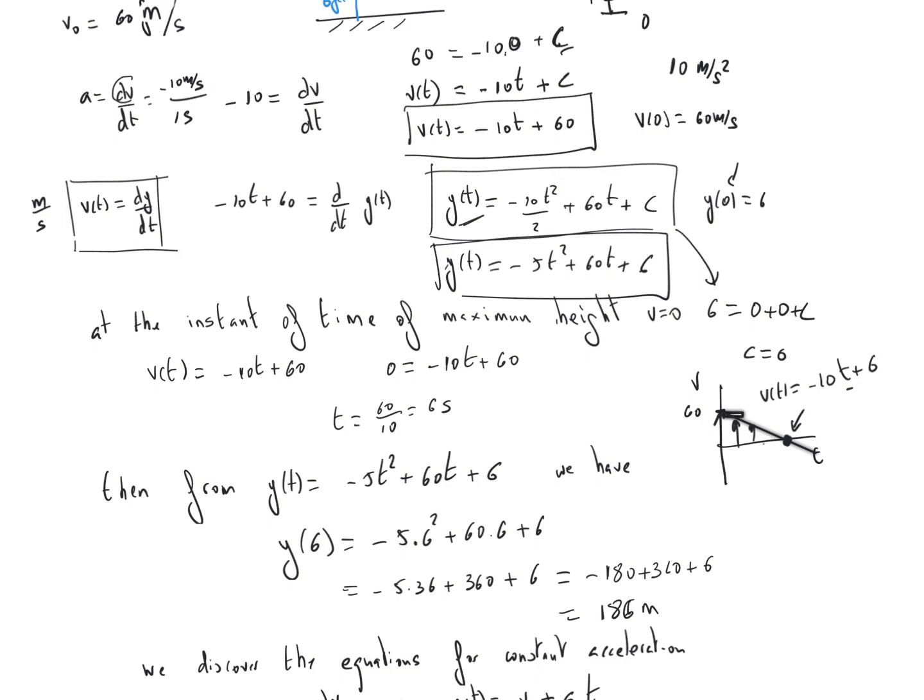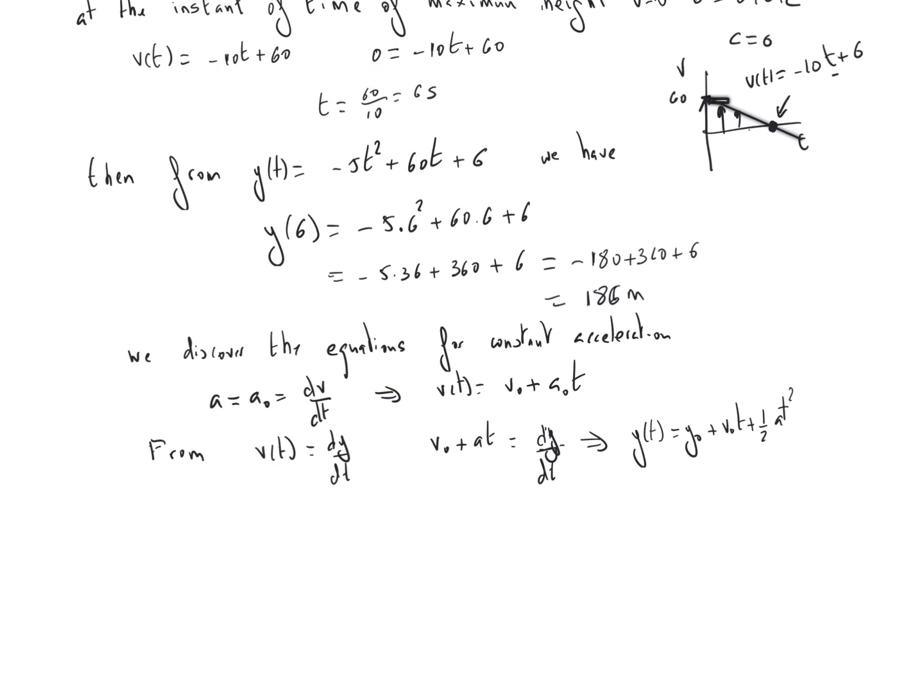So at 6 seconds, at the time t equals 6 seconds, the velocity is 0. Now we use the second equation for y of t, and we plug in the time 6 seconds. If you plug in the time 6 seconds, you will find that it's 186 meters. So the ball will be at the maximum height when the velocity is 0, and the altitude will be 186 meters.